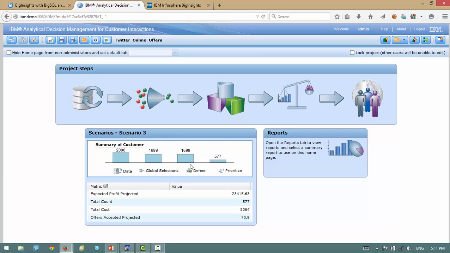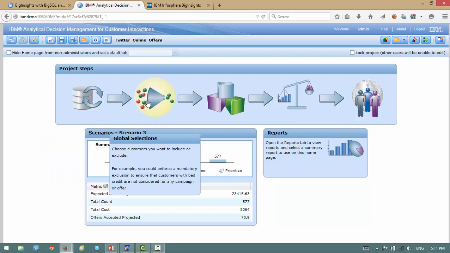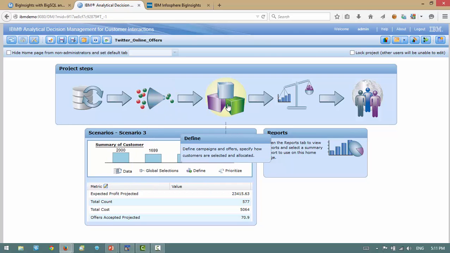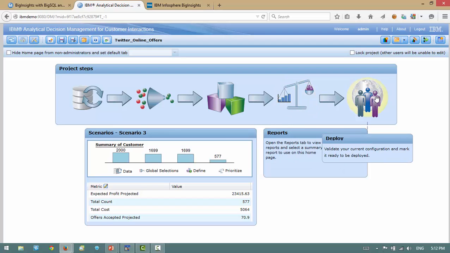Here we can clearly see the project steps in a graphical format. We start with our source data, then we apply customer segmentation, then we apply our campaigns with the campaign rules. The next step is to prioritize the offers based on things such as how likely a shopper is to respond to an offer, or what is the potential profitability of an offer, and then finally, we deploy our offers on our website. We will examine a couple of these steps.